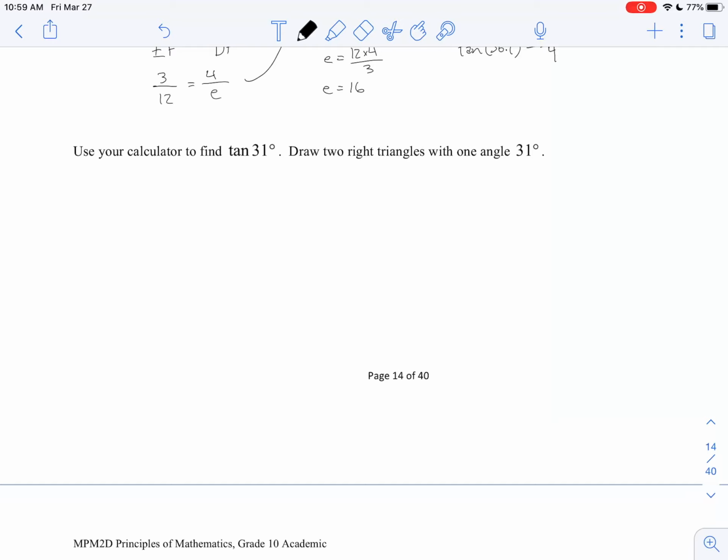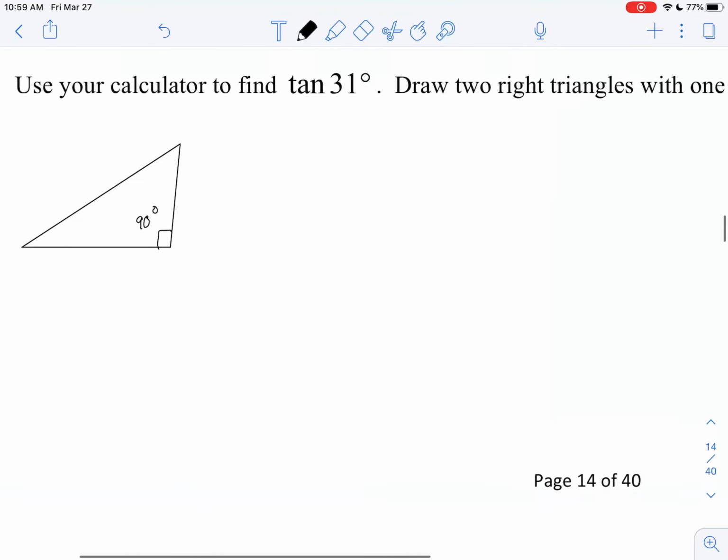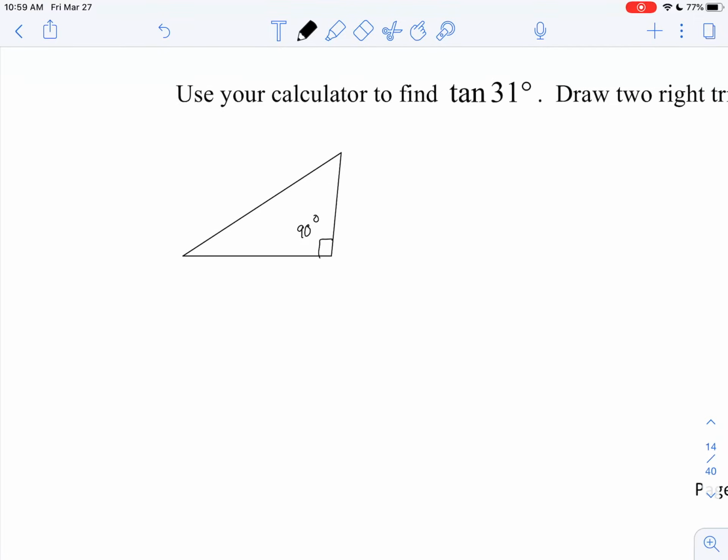So next question says, use your calculator to find tan, or tangent, of 31 degrees. Draw two right triangles with one angle of 31 degrees. So I'm going to draw my triangle. It's going to look somewhat like 31 degrees. I've got snap to straight, so it may look a little straighter than yours, but that should be a 90-degree angle there. Remembering we have to use 90-degree angles in order for tan to work. And I'm going to label this one 31 degrees.